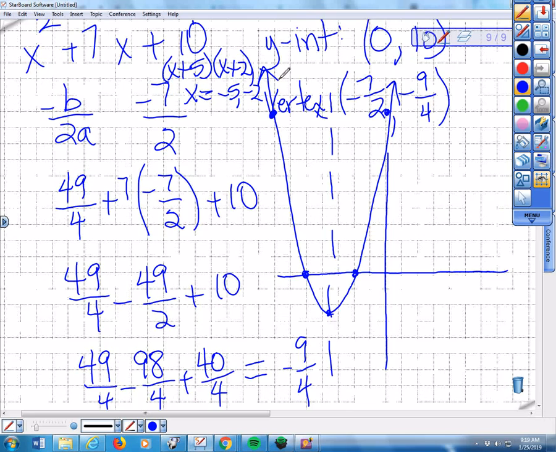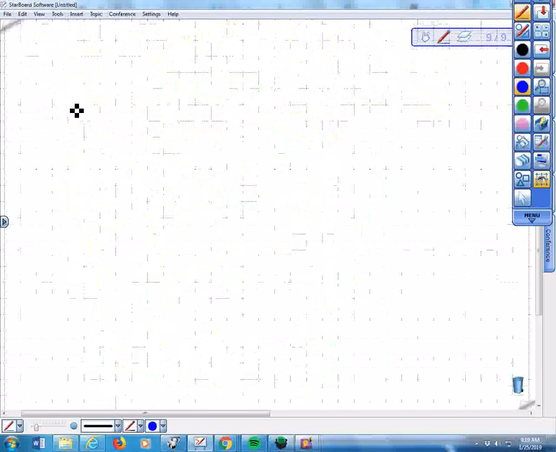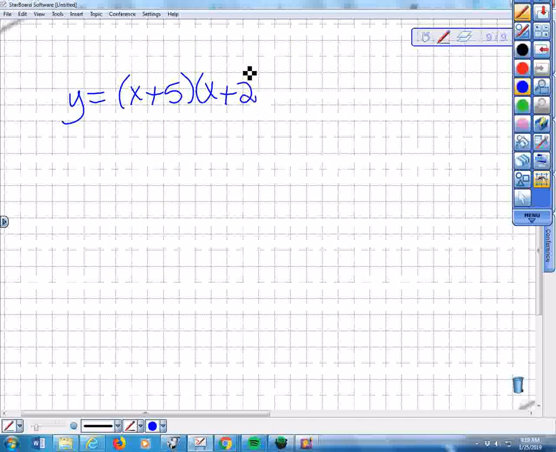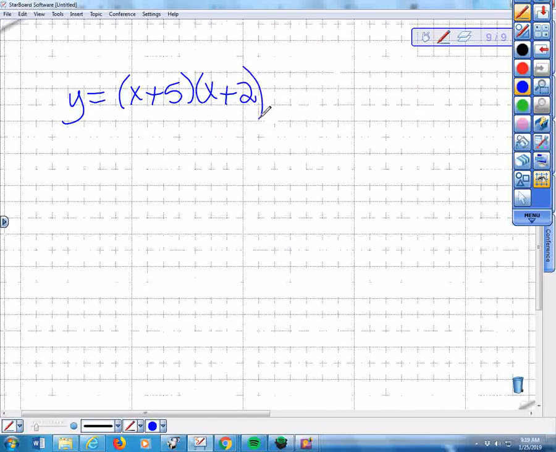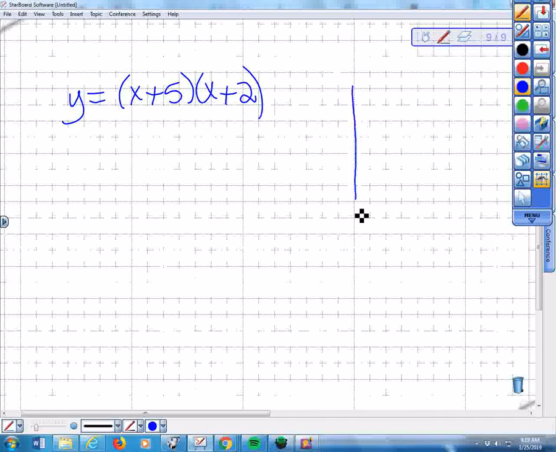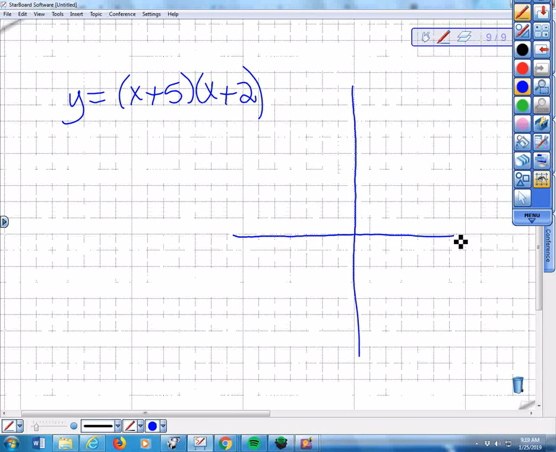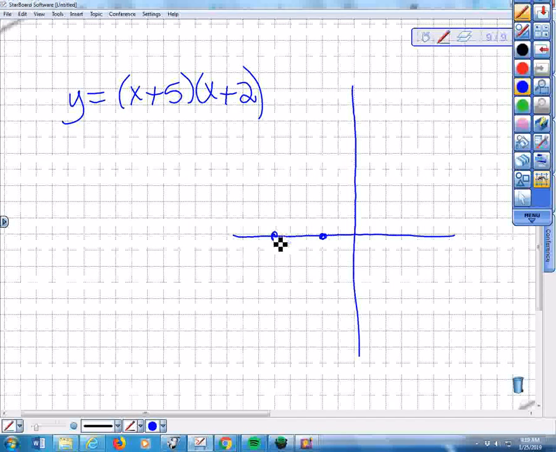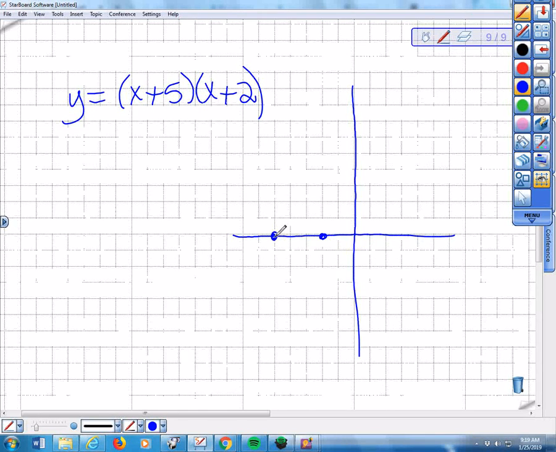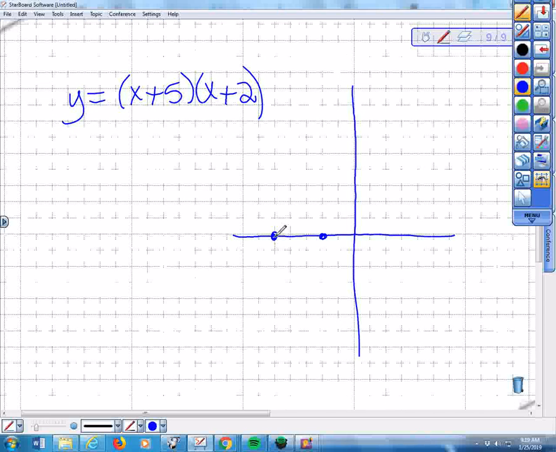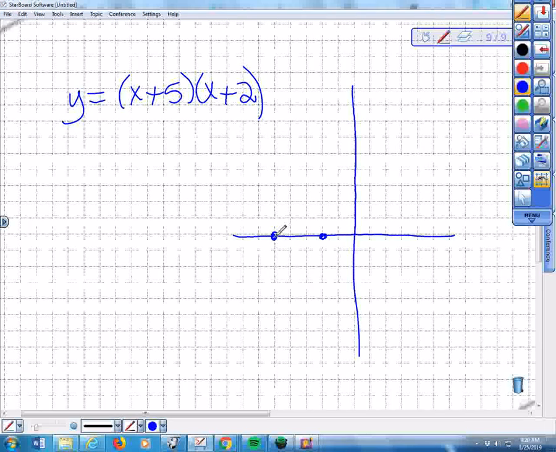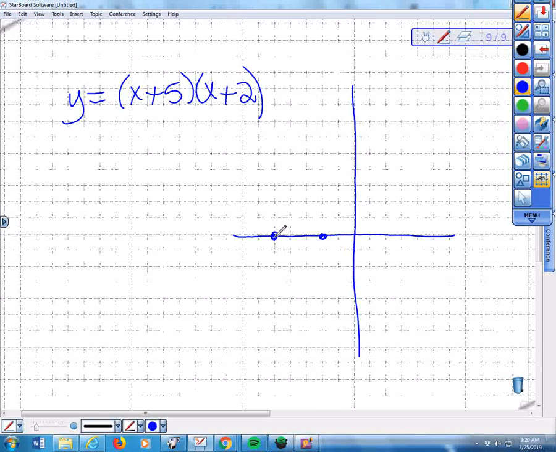Okay? If it's in intercept form, I know the zeros right away: -5, -2. To find the axis of symmetry, just split that in half, or find the midpoint between the 2 points. So -2 minus 5 is -7, divided by 2, -3.5. That's what I found it to be the other way as well.